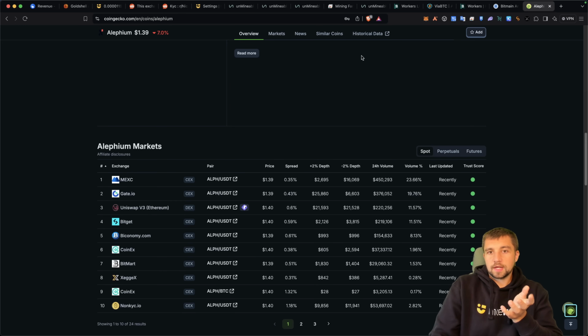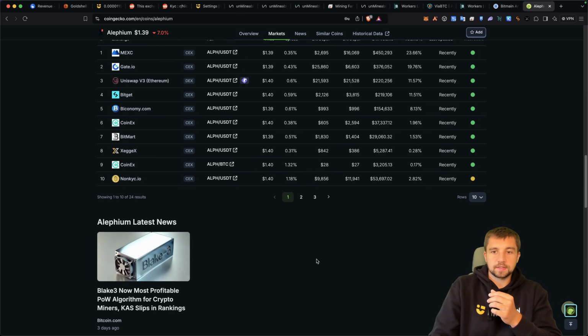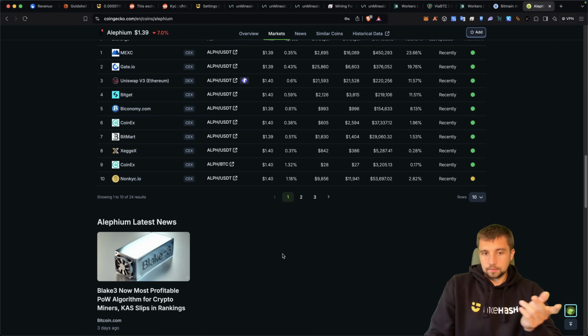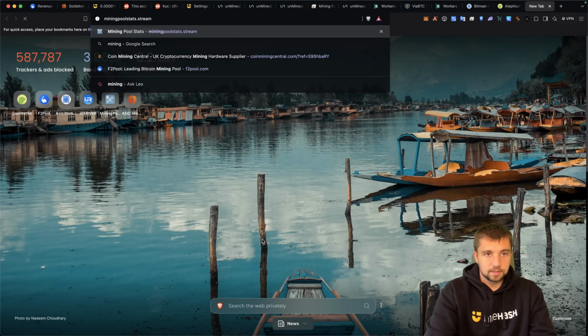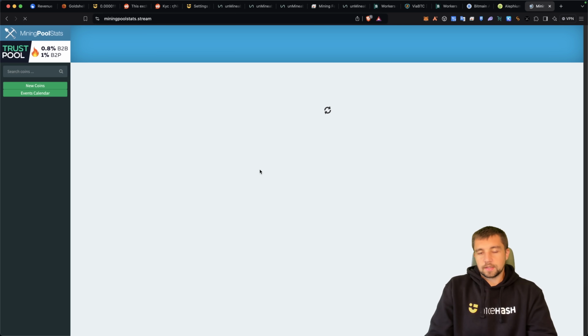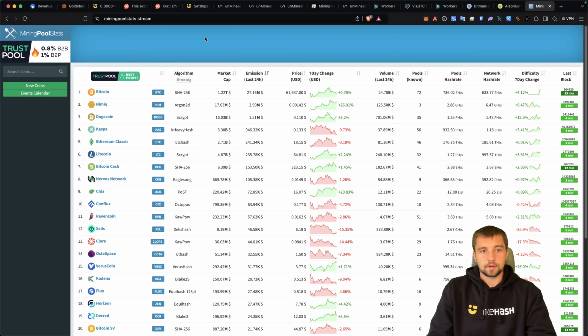I really appreciated the option to mine this cryptocurrency and get paid out straight in BTC. It's also really easy to work my taxes when I utilize systems like that. But we see things like Blake3, which is the mining algorithm for Alephium, most profitable proof of work algorithm for crypto miners, Kaspa or KAS with slips and rankings. So that's not going to help the difficulty at all. A lot of people just do not do enough research, and it is super painful.